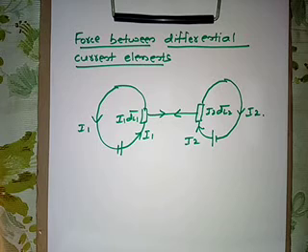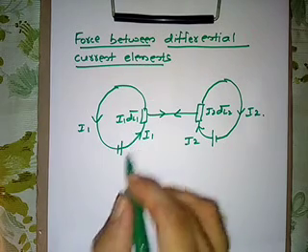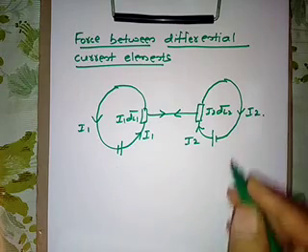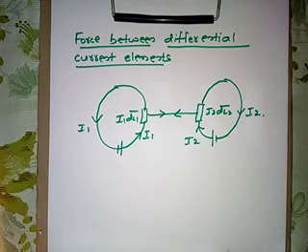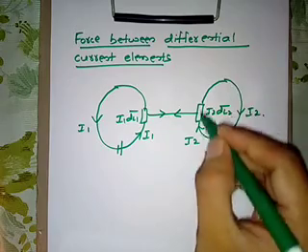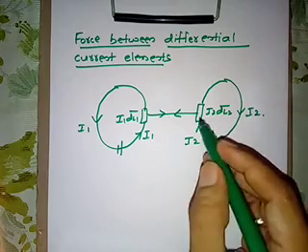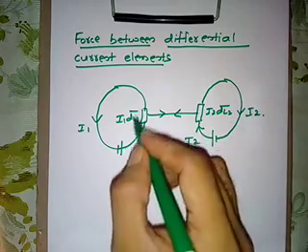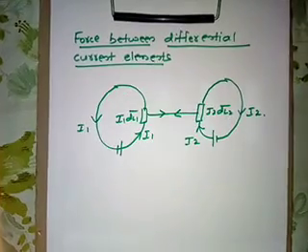They produce their own magnetic fields. I1 dl1 bar produces its own magnetic field B1, and I2 dl2 bar produces its own magnetic field B2. The magnetic field B2 produced by the current element I2 dl2 bar exerts a force on the current element I1 dl1 bar.